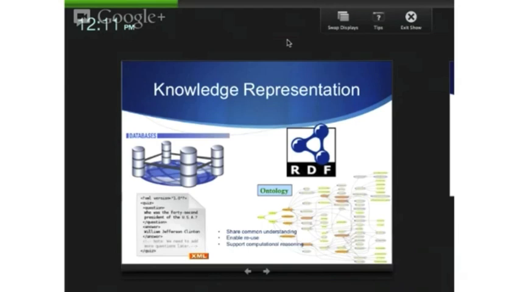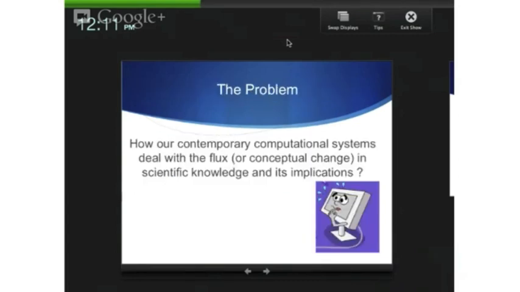So that's about how we represent knowledge, and I just talked about the conceptual change. Now I'll come straight to the problem that I'm trying to address, which is how our current computational practice addresses this problem of conceptual change. What happens to the applications or databases that are dependent on that conceptual representation that has been changed?